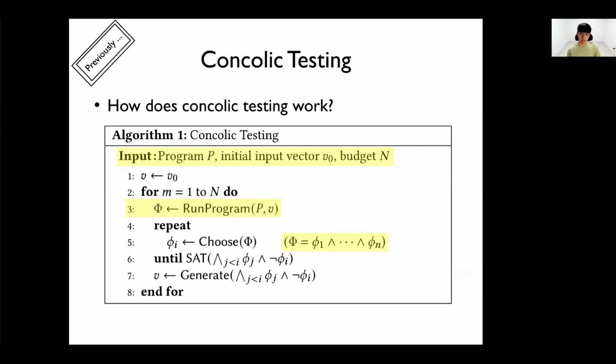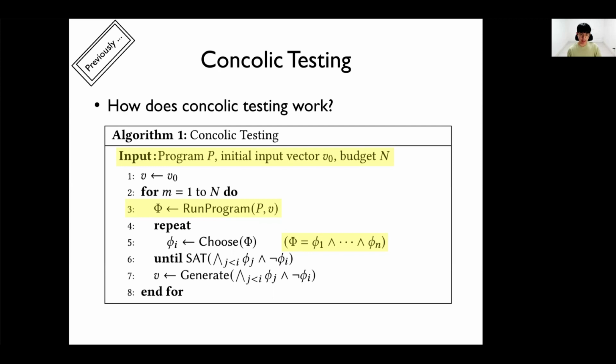This is the simplest algorithm to represent what has been described so far. This generic concurrent testing algorithm takes as input a program P, an initial input vector B0, and a testing budget N. At line 3, this algorithm executes the program with an initial input B. Then it generates a path condition, a large pi. As you can see, a large pi is a conjunction of N symbolic branch conditions, as you can see at line 5.